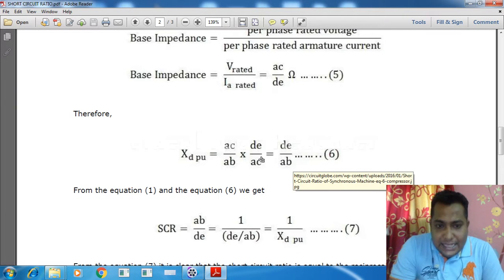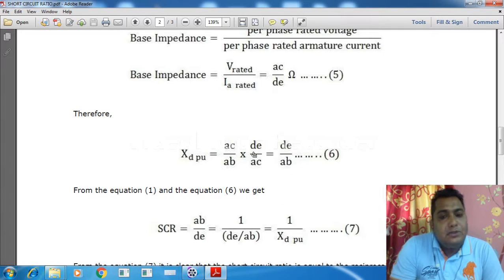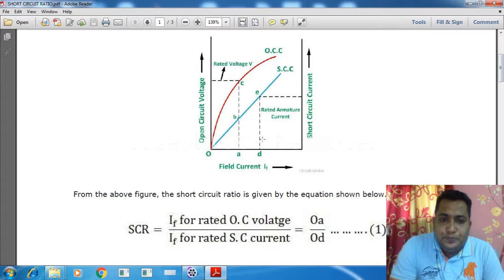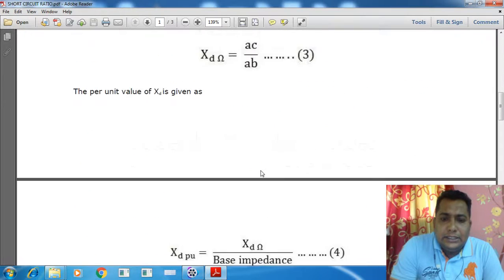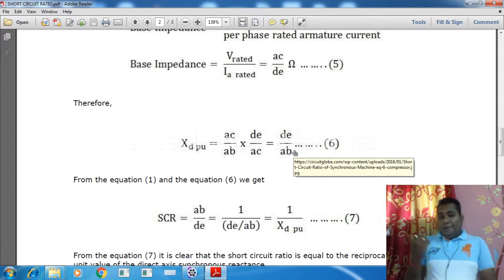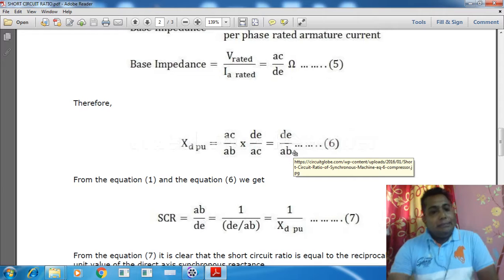Okay, so that AC and AC will be cancelled out. So what is the remaining part? DE by AB. So let us check in the waveform what is DE by AB. So this is DE and this is AB. Okay, so these are the two currents. This is DE and this is AB. So the per unit reactance is given by the two armature currents. Two armature currents are representing over here DE by AB.